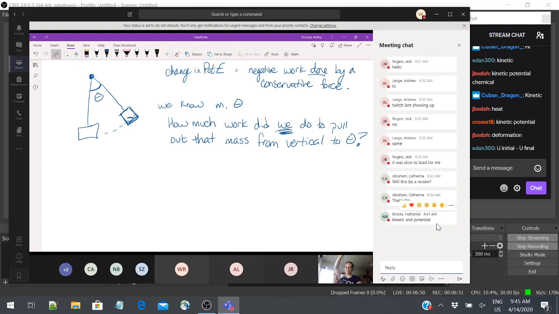Okay, so here's my pendulum. I have pulled it from here to here. Lovely. Okay, so what was my initial? Also, be careful, Eden. You want to do delta U is always final minus initial. Okay, so what was our initial potential energy? U initial equals what?